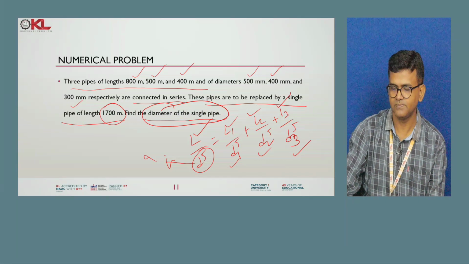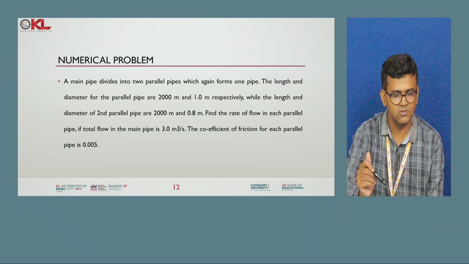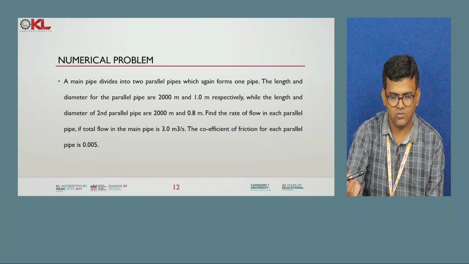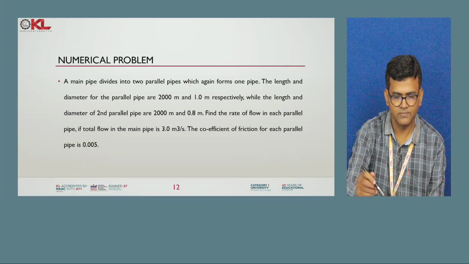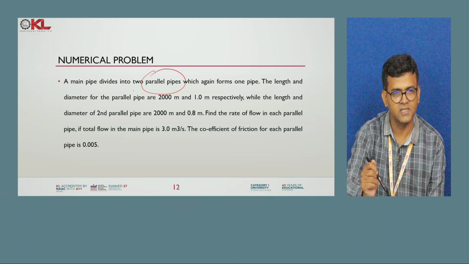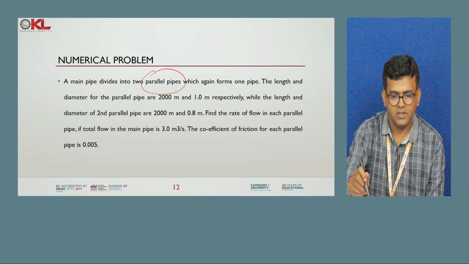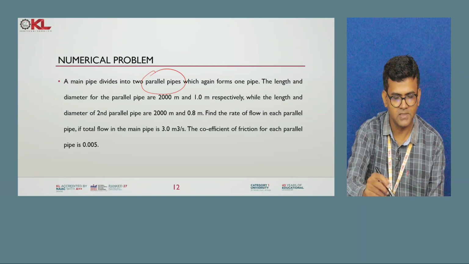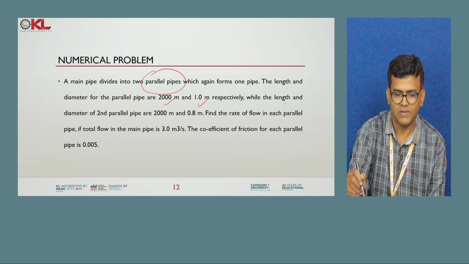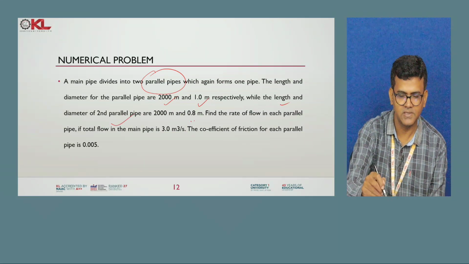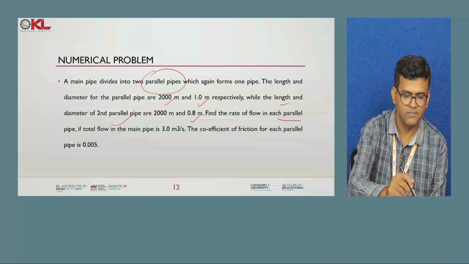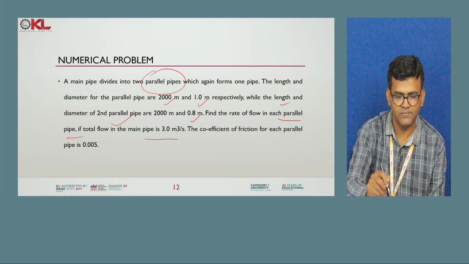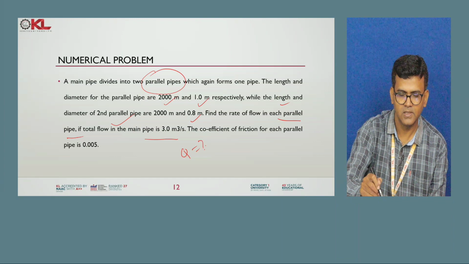Similarly, this question is for a pipeline divided into two branches, two parallel pipes. These pipes are connected in parallel. The length and diameter of the first pipe are given, while the length and diameter of the second pipe are also given. Find the rate of flow in each parallel pipe. The total flow, the main flow Q, is given. We have to find Q1 and Q2.